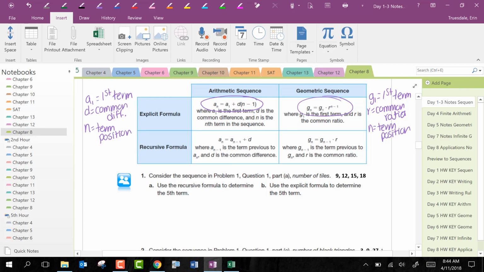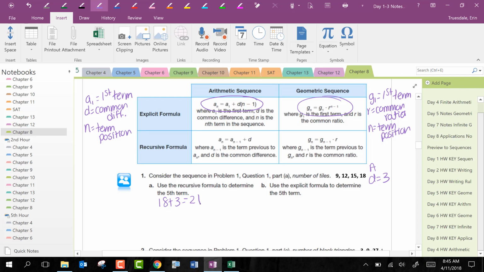Okay, so if the sequence is 9, 12, 15, 18, first of all, is this arithmetic or geometric? Arithmetic, okay. Because I'm adding what? I'm adding 3, so D is 3. Okay, so when it's the recursive formula, all you have to do is take the term that you ended on and add 3 to it to get the next term. Okay, so what would the 5th term in this sequence be? 21. Okay, you just do 18 plus 3 and get 21. So that's not super difficult.